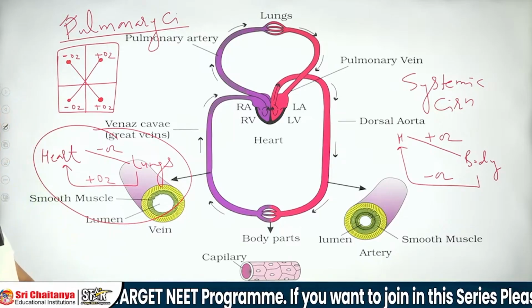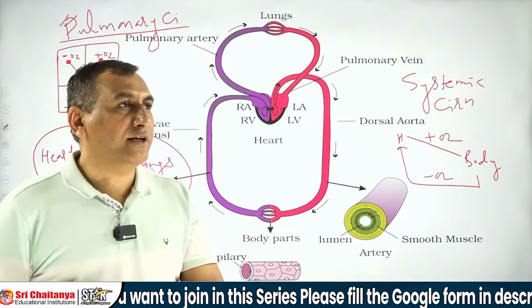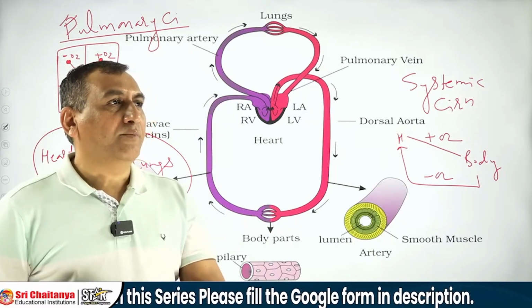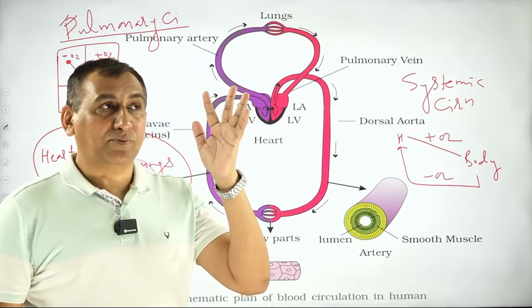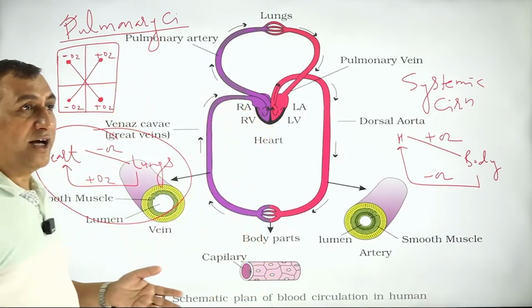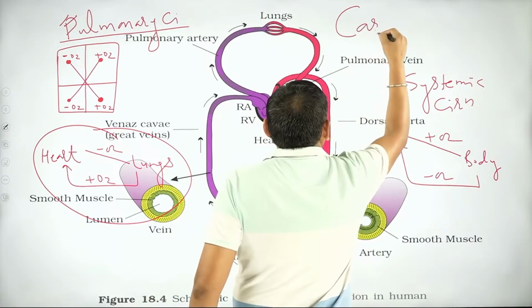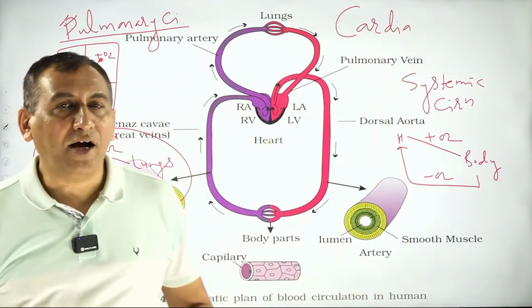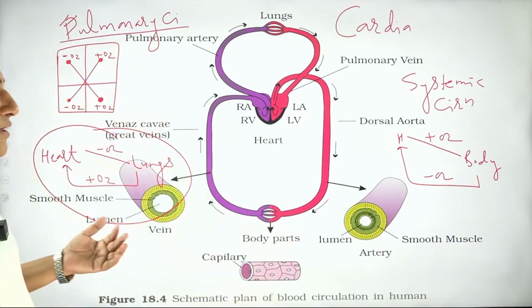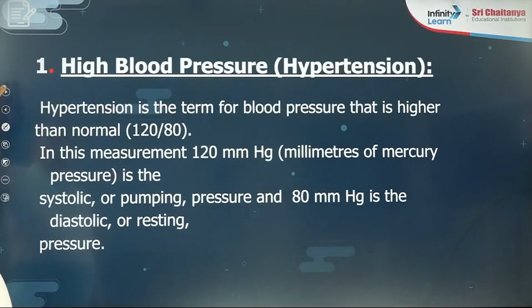So this is the one: the pulmonary term is used for the lungs. Pulmonary is for the lungs, not for the heart. For the heart, we are using one term, that is cardia. So this is the one point that you have to remember.